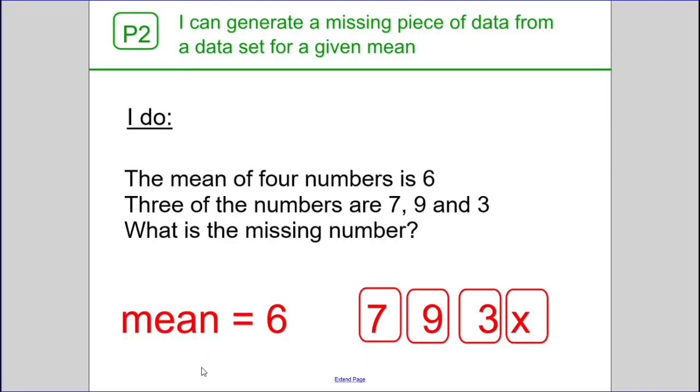The mean of 4 numbers is 6. 3 of the numbers are 7, 9 and 3. What is the missing number? We have a mean of 6 and we have got 3 numbers here and we need to find x.